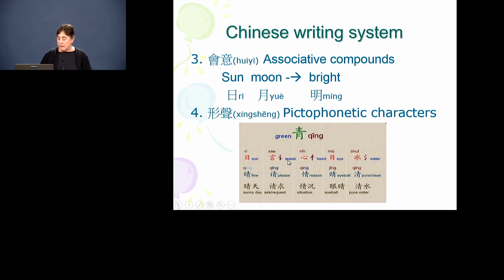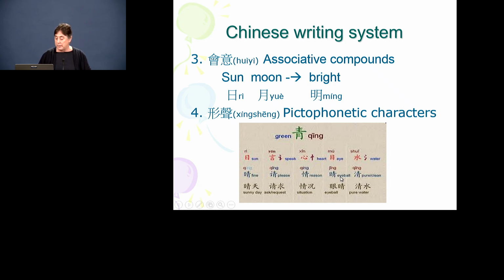We can add a sound or a speaking radical to it, and we have qing, which means please, or a request, qing qiu, to ask a request. So qing, and this is one of the first words we're going to learn, is qing. We add a heart, the meaning heart, to it, and we have qing, which means reason. Qing huang is a situation.